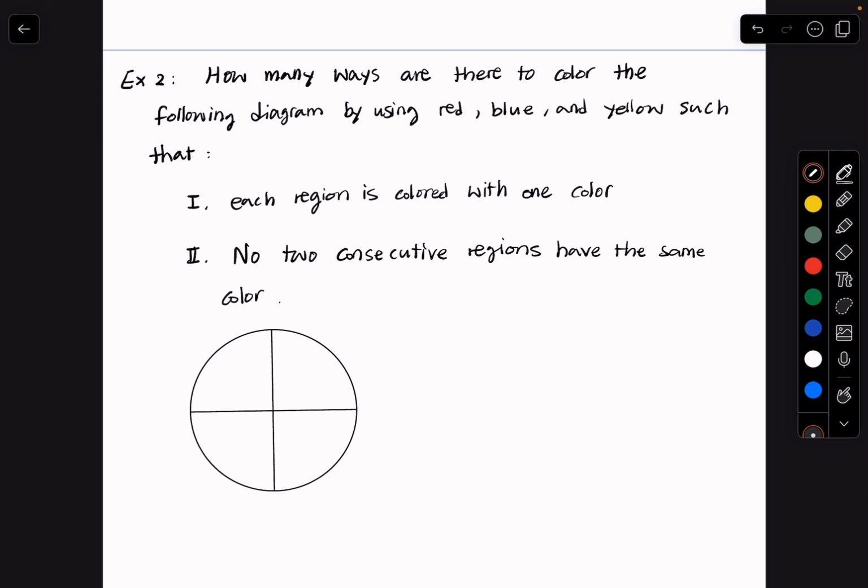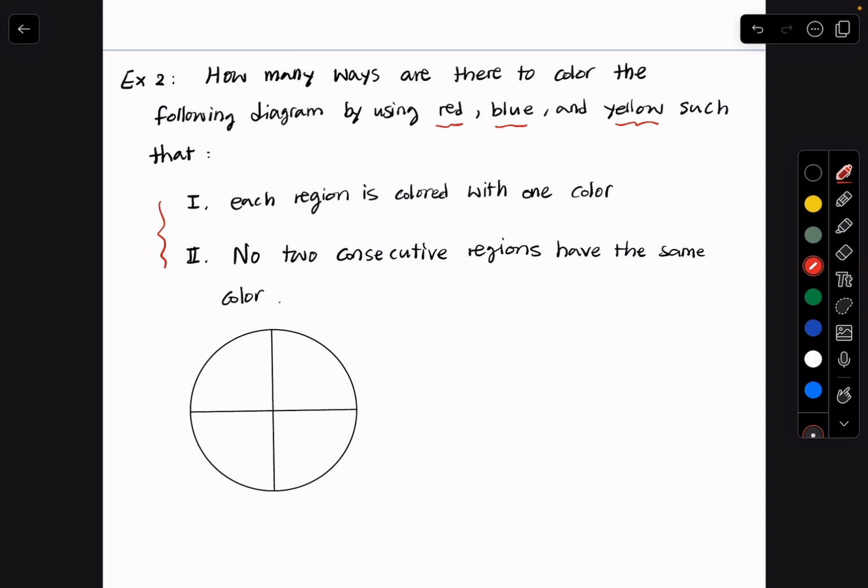So let's see what the question is saying first. In this question, I want to color the 4 regions in the circle, as shown in the diagram. I have 3 color choices, which are red, blue, and yellow. But here, I have 2 important conditions that I have to satisfy both of them.